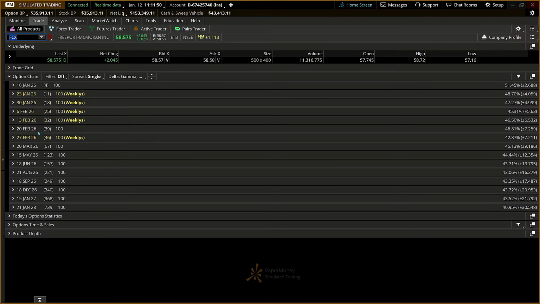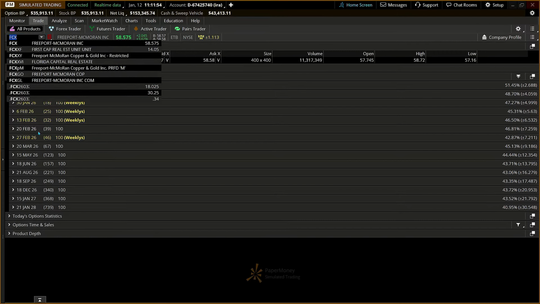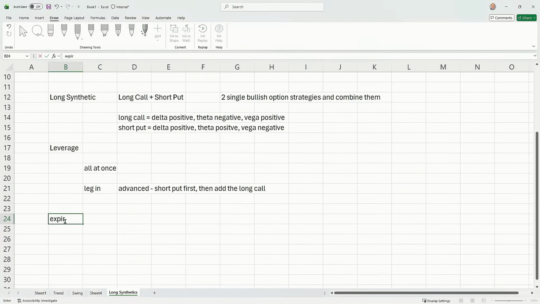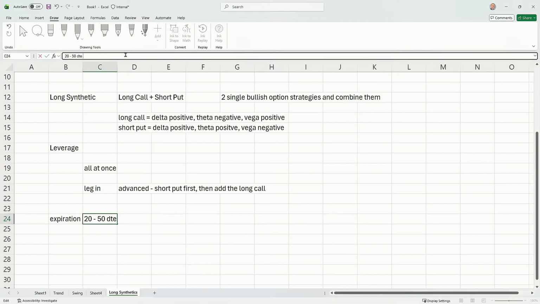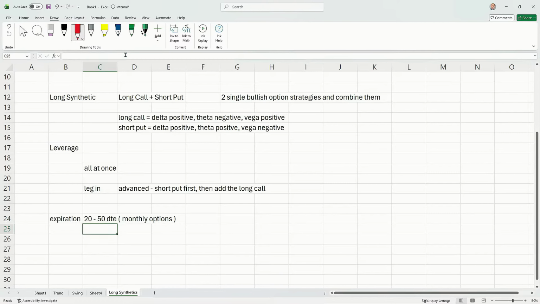Now, if we talk about the expirations, that's 20 to 50 days to expiration. Think of this as a short-term time frame. Are there any investors here that like that 20 to 50 days? When I say 20 to 50 days, that does not mean you have to hold on to it for that long, but that's your starting point. When we say 20 to 50 days to expiration, we're talking about looking at the monthly options. Think of this as short term.